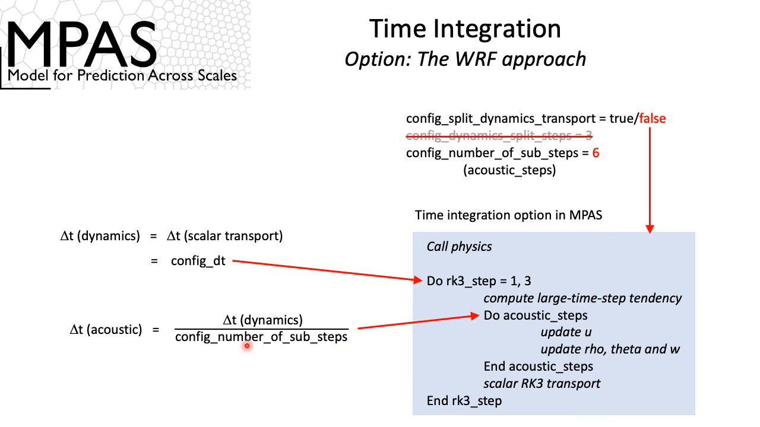And that acoustic step is just config_dt, the dynamics time step, which is the scalar transport delta T, divided by the number of substeps, and that sets the acoustic step. Again, the vertical is also integrated implicitly, so that time step is stable for all the vertically propagating modes. So if you choose to configure MPAS with the same time integration scheme that's used in WRF, you can do so.